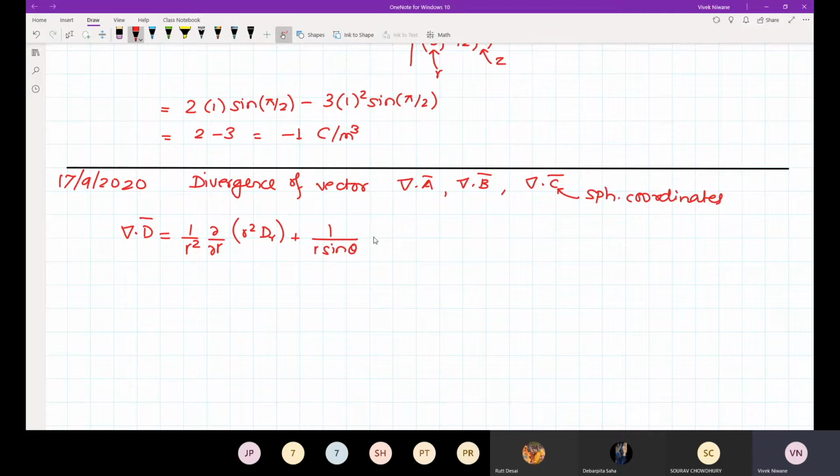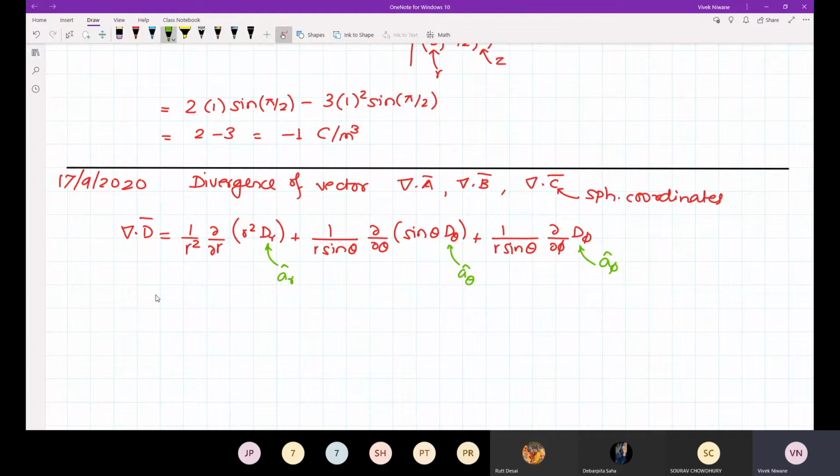Plus 1 upon r sine theta del by del theta of bracket sine theta D theta. D theta is the component associated with a theta cap. Plus 1 upon r sine theta del by del phi of D phi. D phi is the component associated with a phi cap, D theta with a theta cap, and D r with a r cap. Whichever terms are present, take those.